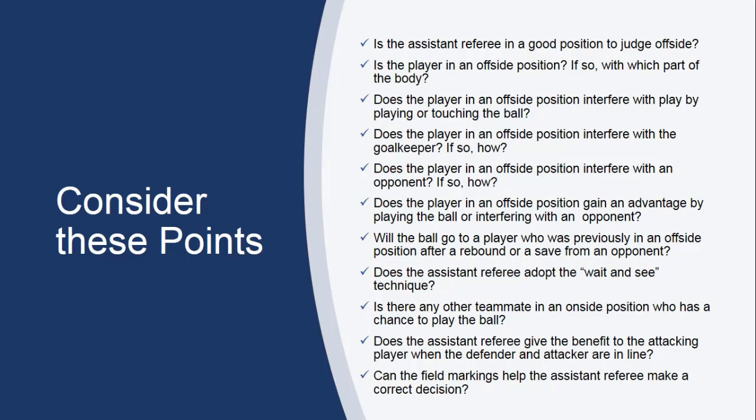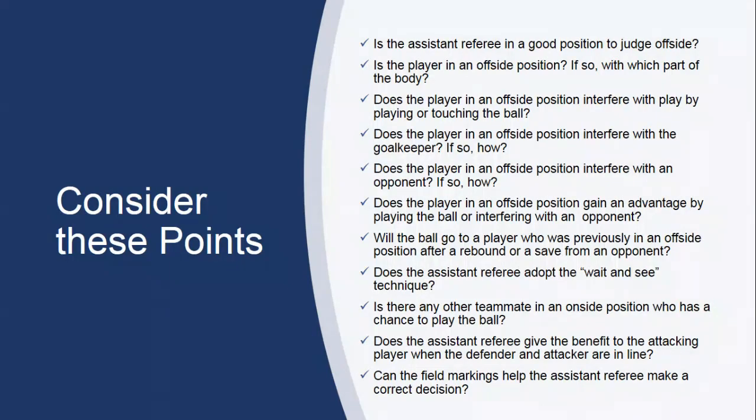Does the player in an offside position interfere with an opponent? Are they challenging for the ball? Does the player in an offside position gain an advantage by playing the ball or interfering with an opponent? Will the ball go to the player who was previously in an offside position after a rebound off the post, crossbar, or a save from an opponent? We will talk about the difference between a deliberate save by a defender and a deliberate play by a defender.